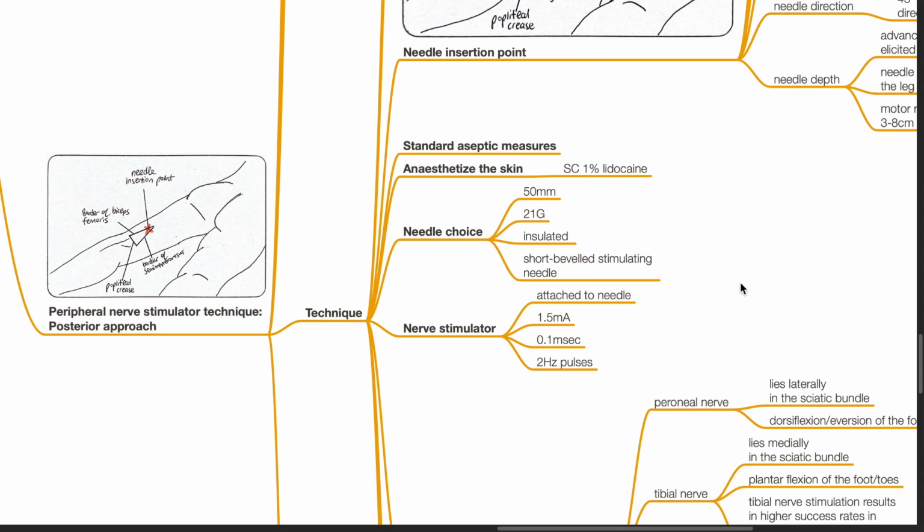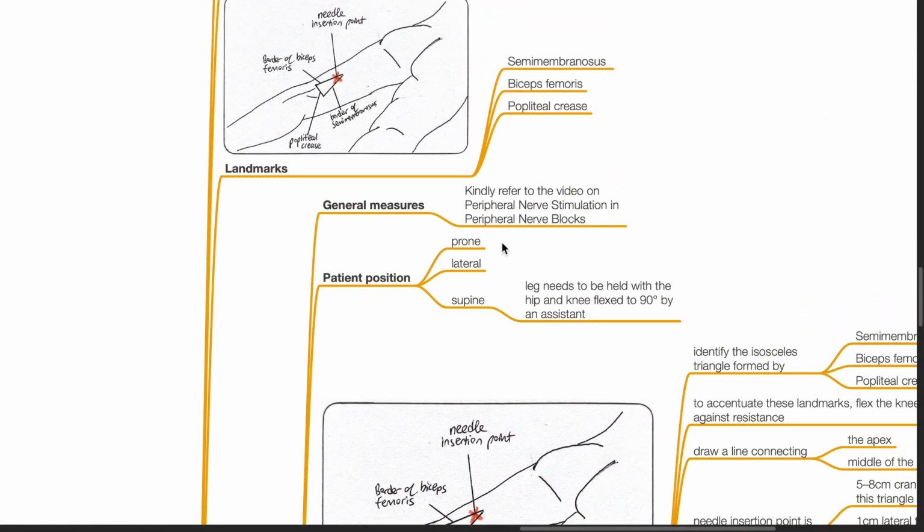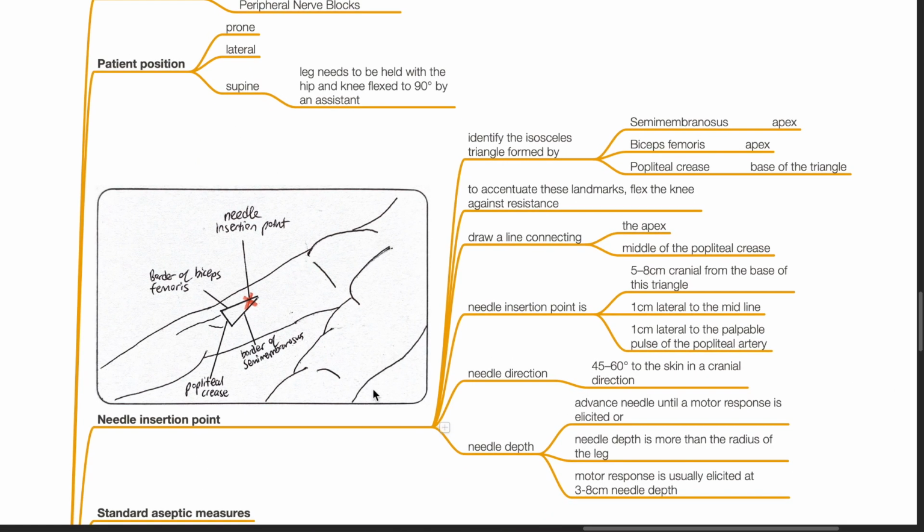Technique. For general measures, kindly refer to the video on peripheral nerve stimulation in peripheral nerve blocks. Needle insertion point: identify the isosceles triangle formed by the semimembranosus and biceps femoris, both of which form the apex, and the popliteal crease, which forms the base of the triangle. To accentuate these landmarks, flex the knee against resistance.